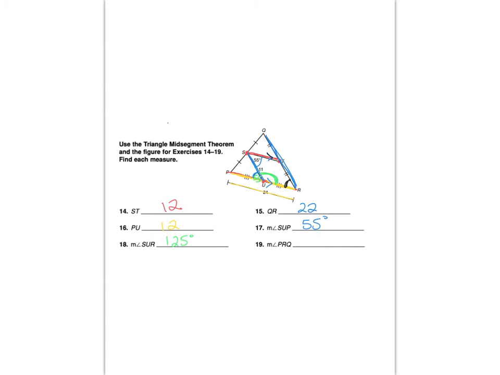We know that SR is parallel to the entire PR, which also means that it's parallel to this piece. I also know by mid-segment theorem that SU is parallel to the whole QR, which means it's also going to be parallel to this part. So I have a parallelogram. So opposite angles are congruent. So this angle is going to be 55 degrees.